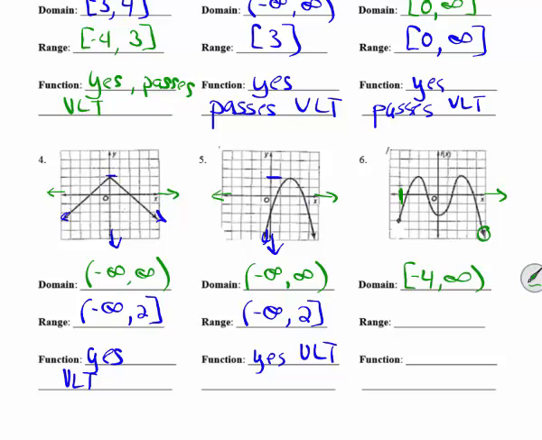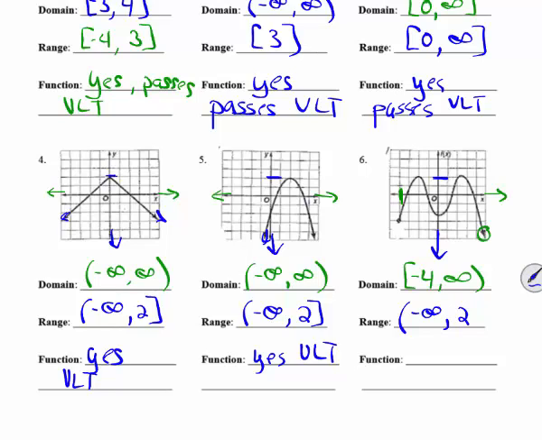My range, all right, so now remember I need the highest and the lowest. So the highest is right up here. There's the highest. The lowest, because of this arrow, tells me that I'm going to keep going down as well. So my range, we do lowest to highest, so negative infinity to positive 2.